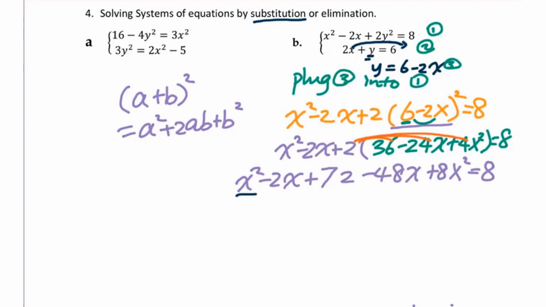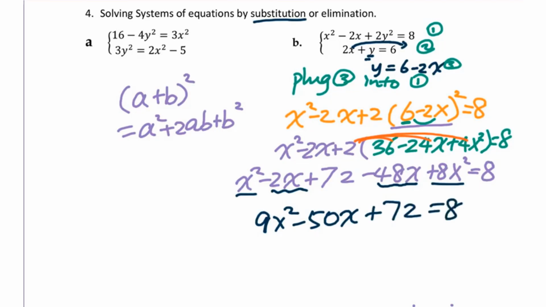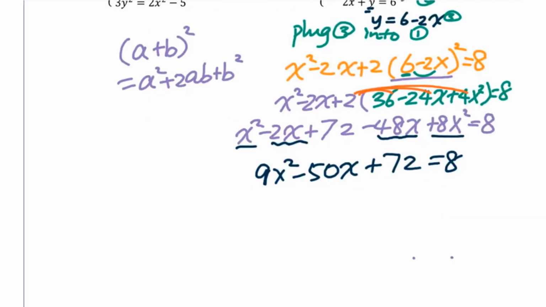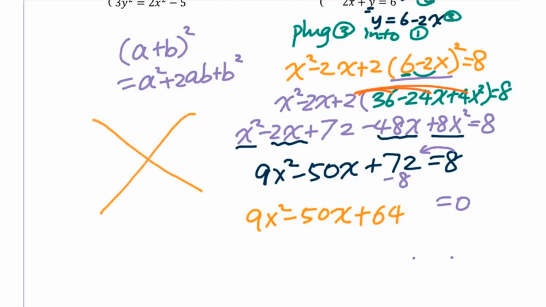Then you need to combine like terms. You will get 9x squared minus 50x plus 72 equals 8. We know this is a quadratic equation, so try to get it equal to 0, minus 8 on both sides. You will get 9x squared minus 50x plus 64 equal to 0. Then we do the ninja x.